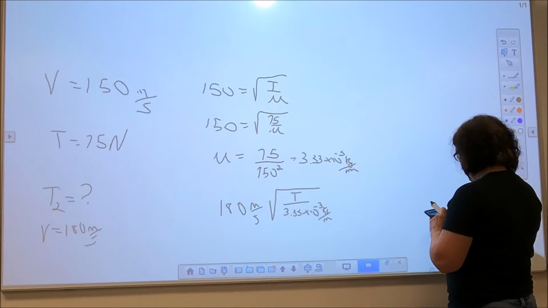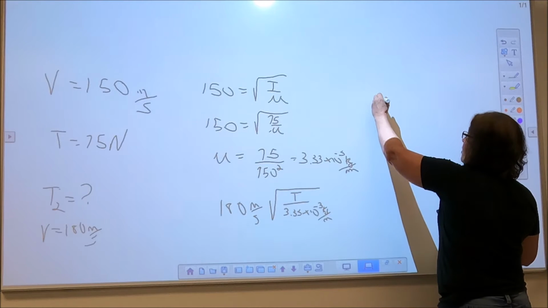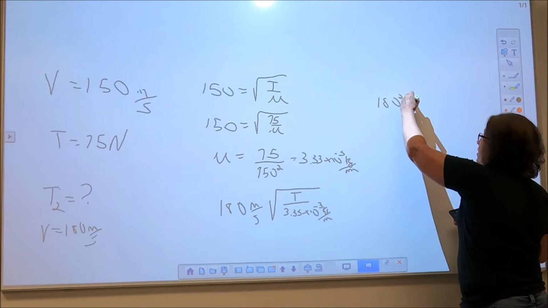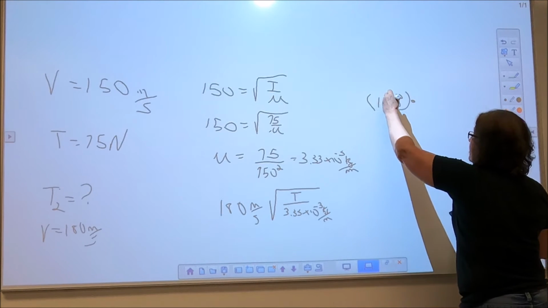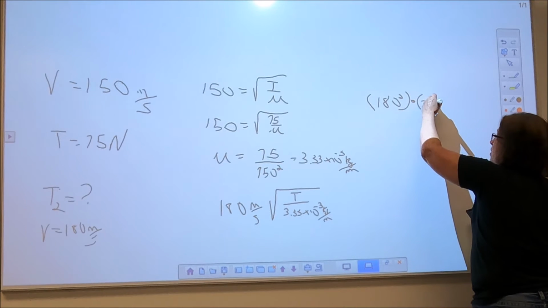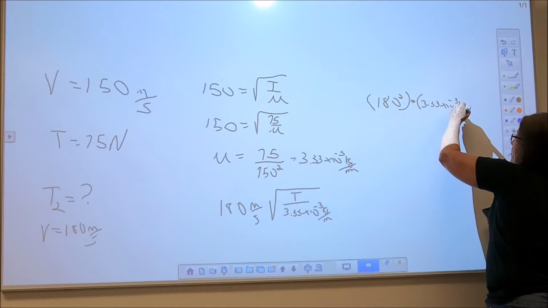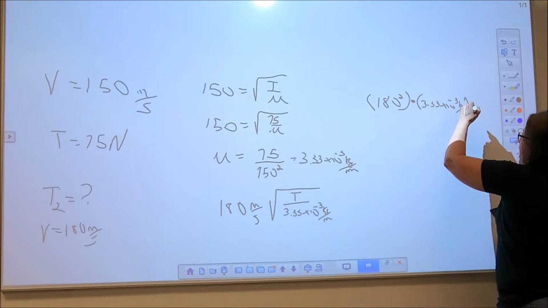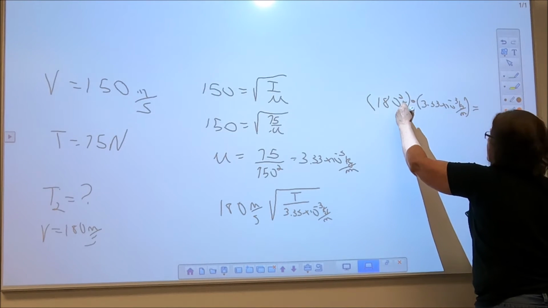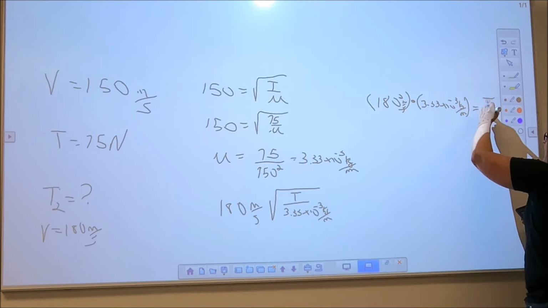So I square both sides. So I'm going to have 180 squared times 3.33 times 10 to the minus 3 kilograms per meter has to equal T.